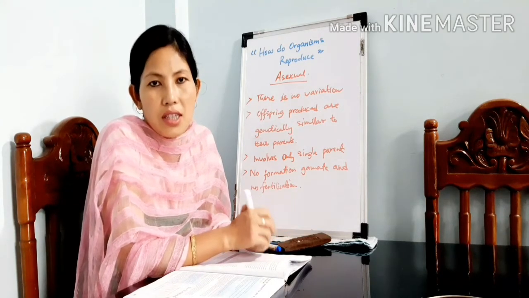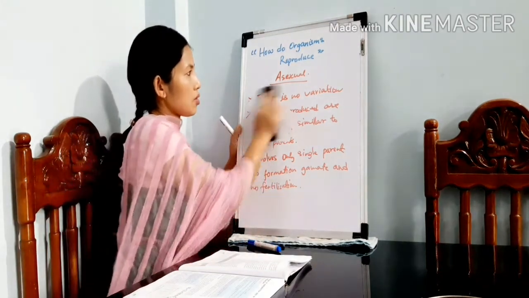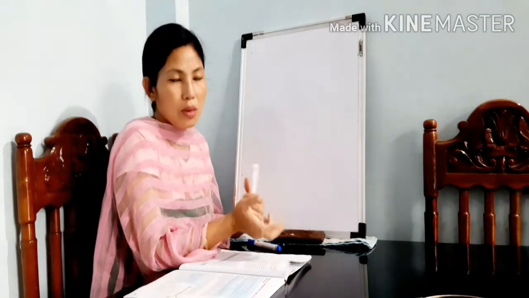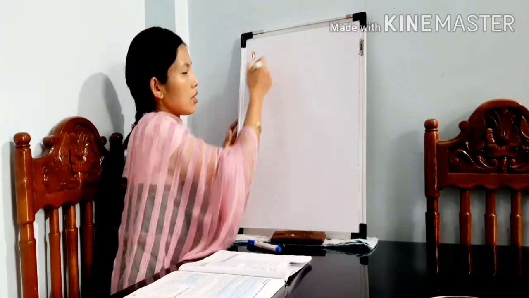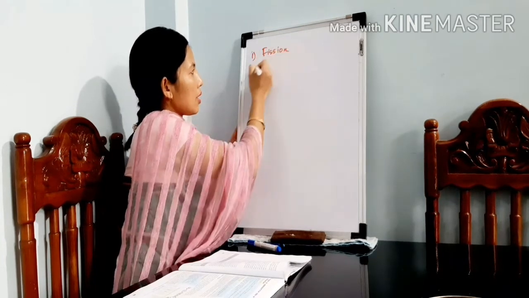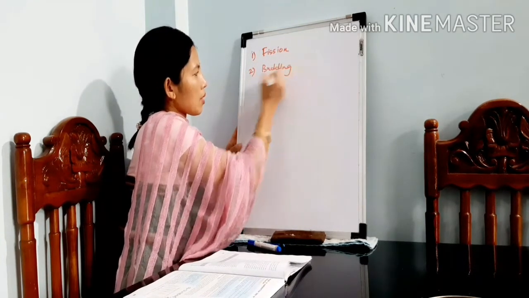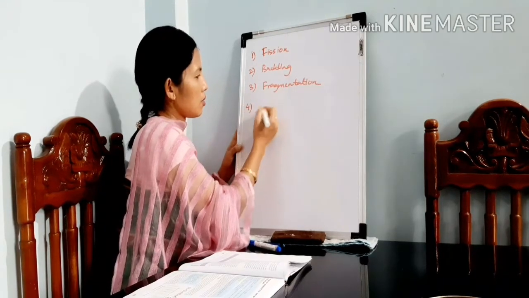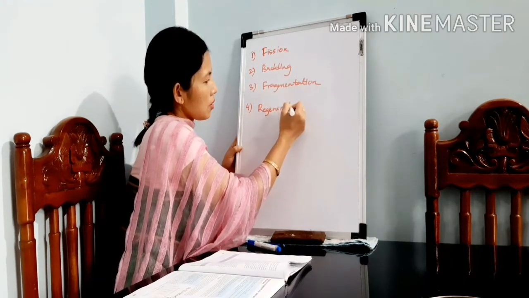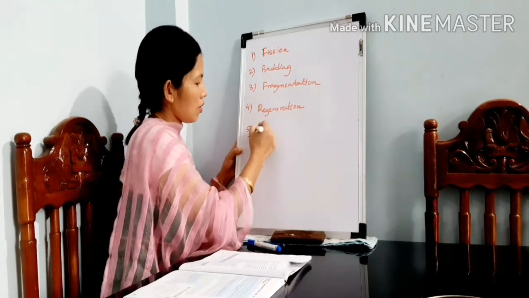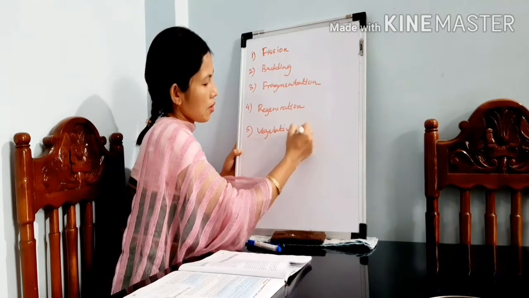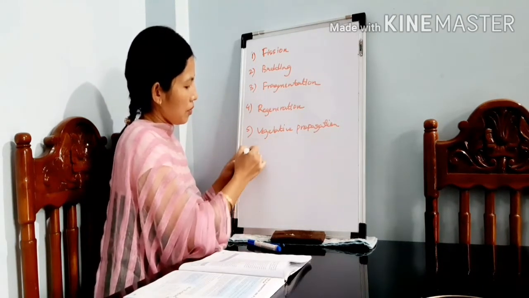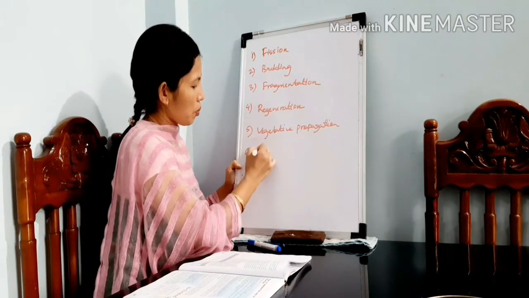Now let us see what are the various types of asexual reproduction. So there are different types of asexual reproduction which I am going to list out. So number one, there is one type called fission. Then you can write budding. Then fragmentation, then regeneration, then there is vegetative propagation, and after vegetative propagation, there is also spore formation.